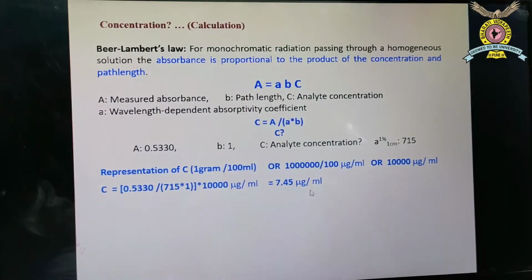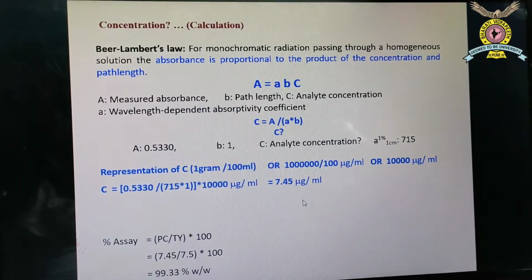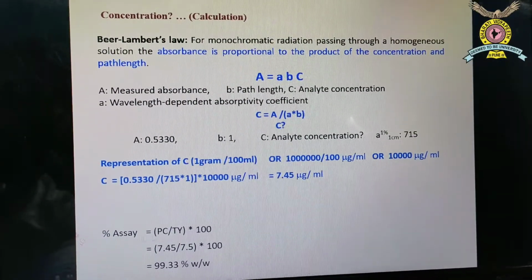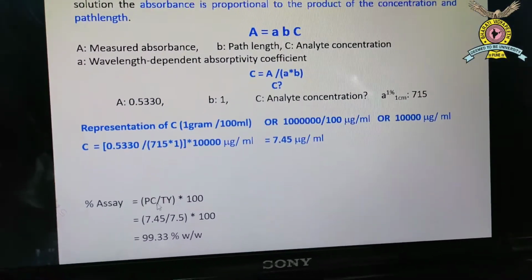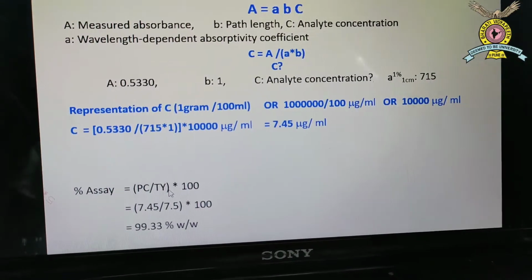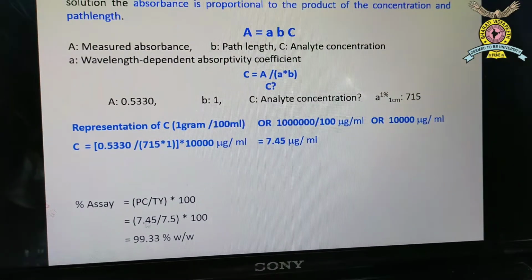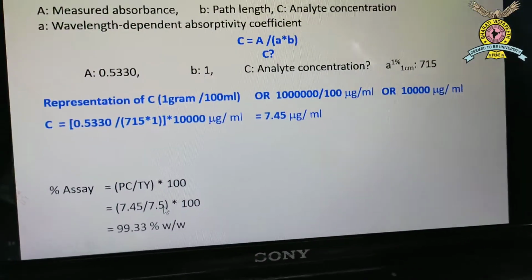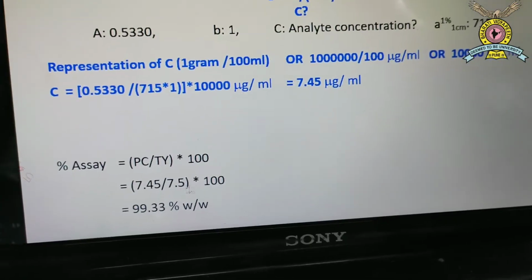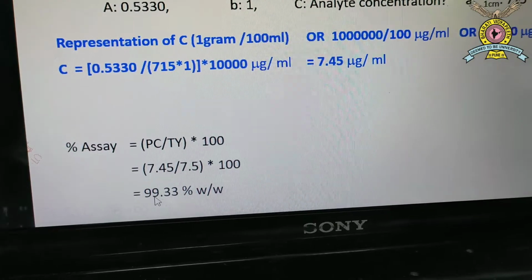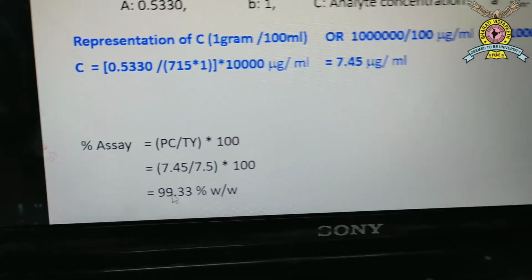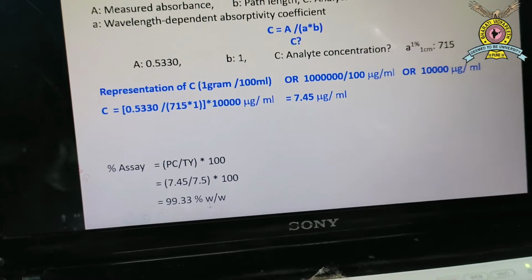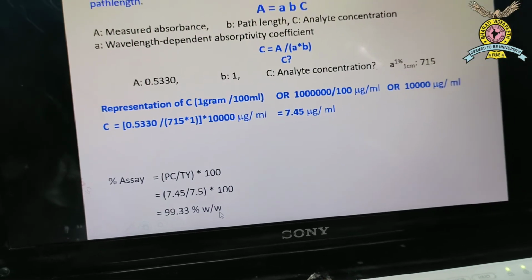So the practical yield is 7.45 microgram per ml. So percent SA equals practical concentration upon theoretical yield multiplied by 100. So it is 7.45 divided by 7.5 multiplied by 100. So the value of percent SA is 99.33% weight by weight.